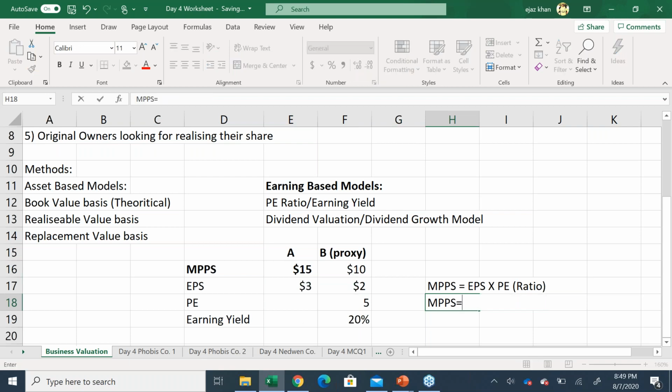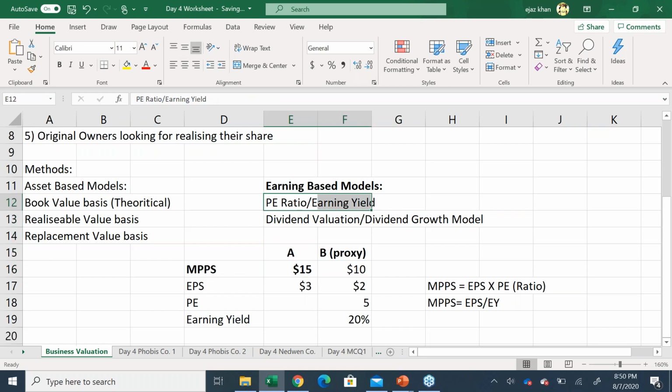So either you use earning yield or you use PE ratio. They both give you the same answer, just a different way of calculation. Rather than multiplying with the PE ratio, you divide EPS by the earning yield. You will get the same answer, the 15. Let me do it again: 3 divided by 20%, $15. So PE ratio is one of the ways through which we find out the value of a company.